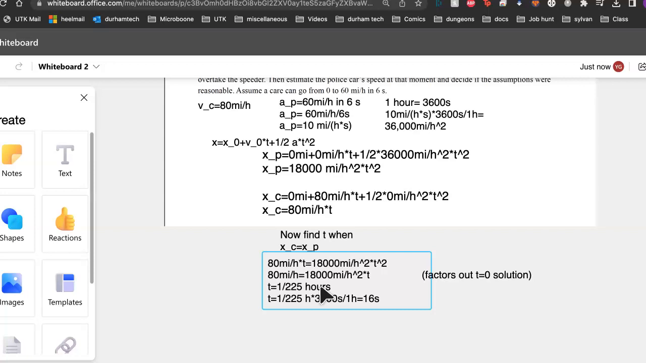That's not a very illustrative number, so let's go ahead and put it back into seconds, and we get t is equal to 1 divided by 225. Once again, now we put the seconds on top. 3,600 seconds divided by an hour is equal to 1. But we're just converting our units, so the hour cancels with the hour, and we get 16 seconds.